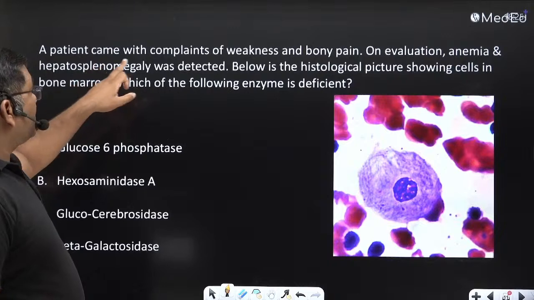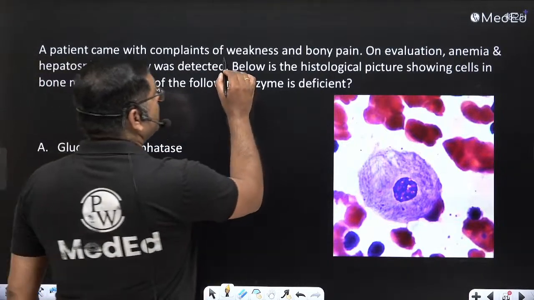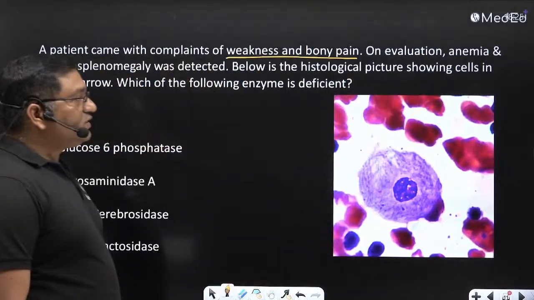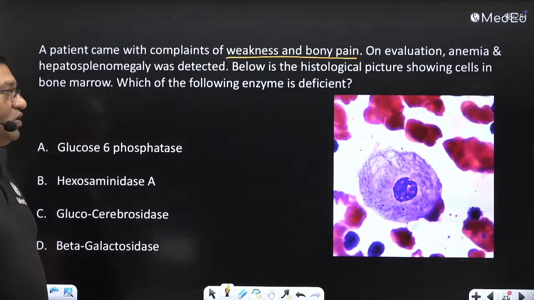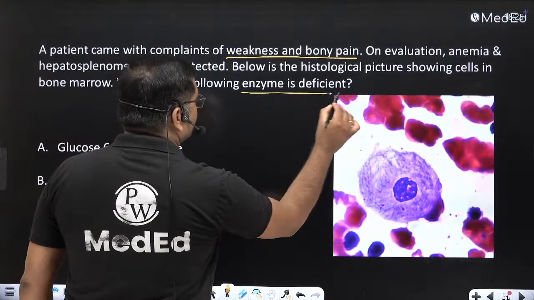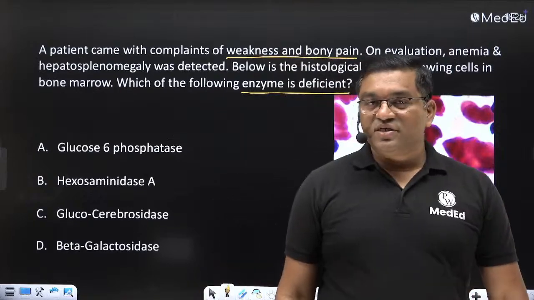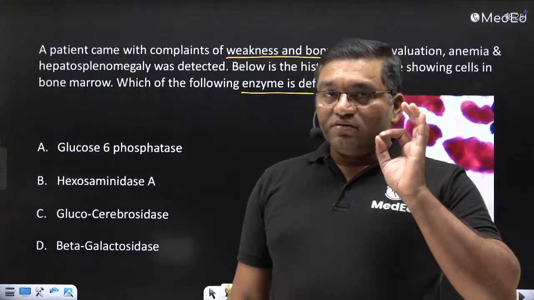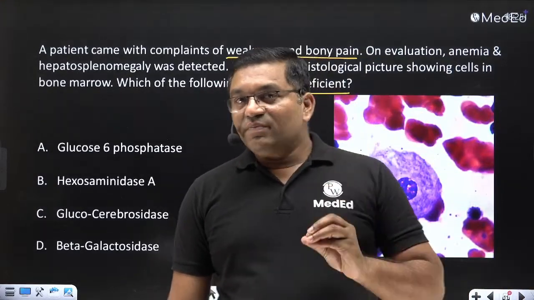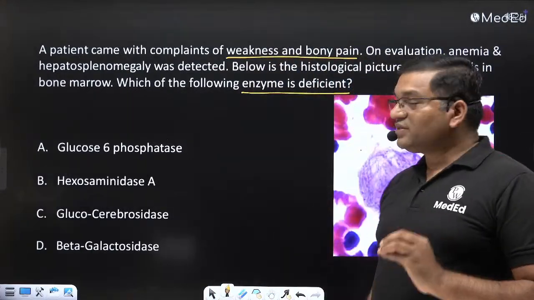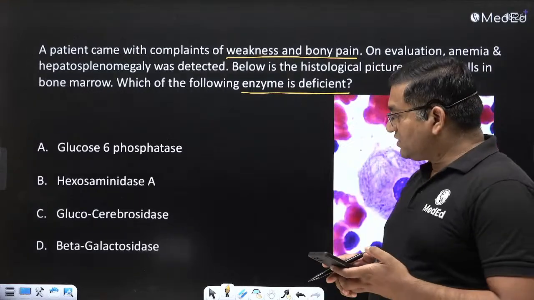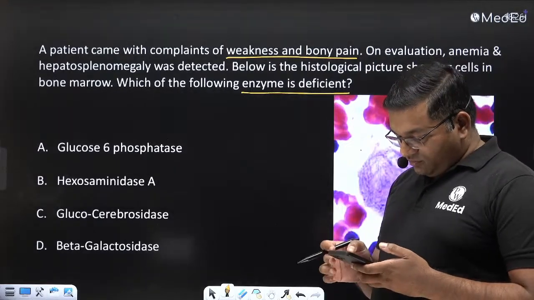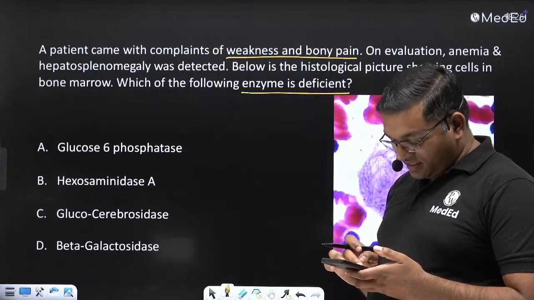A patient came with complaint of weakness and bony pain. On evaluation, anemia and hepatosplenomegaly were detected. Below is the histological picture showing cells in bone marrow. Which of the following enzymes is deficient? Wrinkled tissue paper appearance, or crumpled paper appearance, is a characteristic of which disease? Gaucher's disease. Yes, correct.